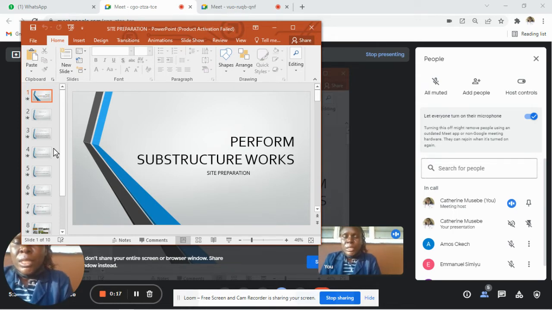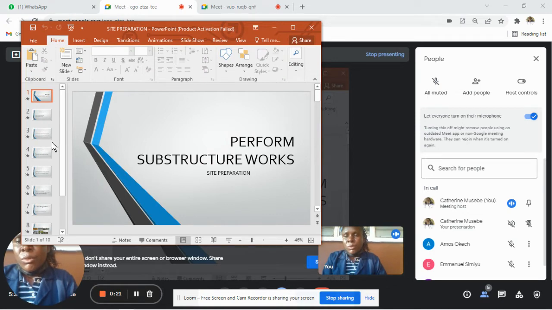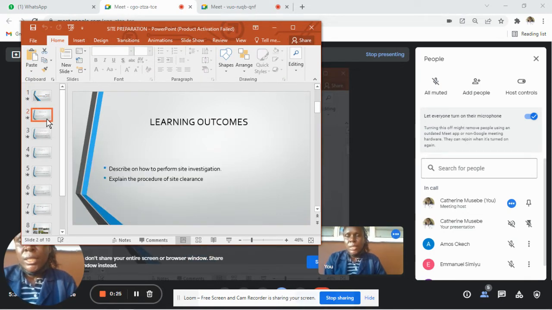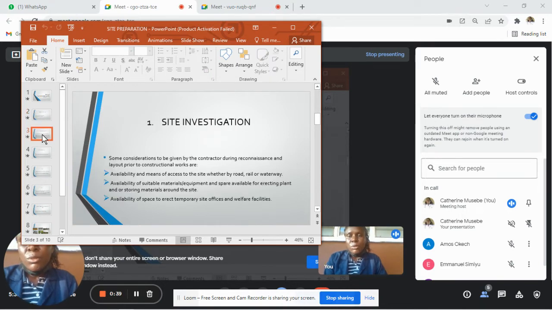Today, our unit is Perform Substructure Works. So, we want to look at the learning outcomes of our lesson. Our learning outcomes are: 1. Describe how to perform site investigation. 2. Explain the procedure of site clearance. So, we will start by looking at site investigations.